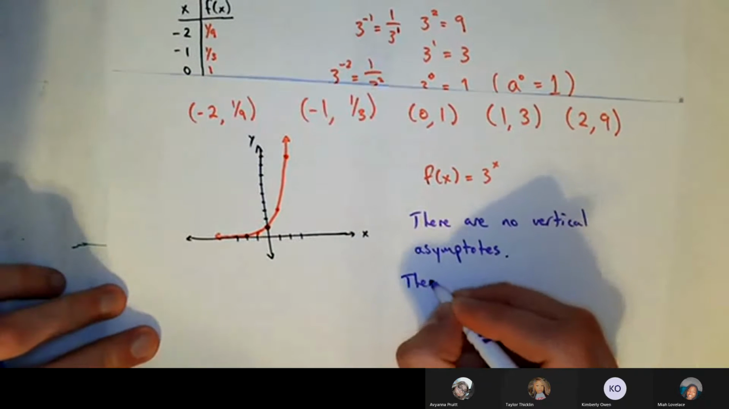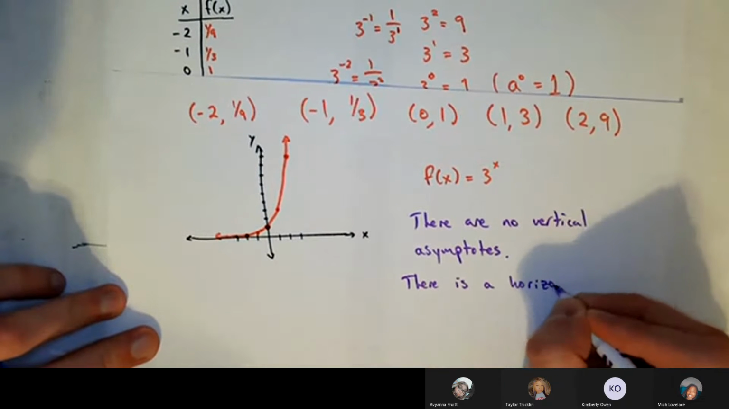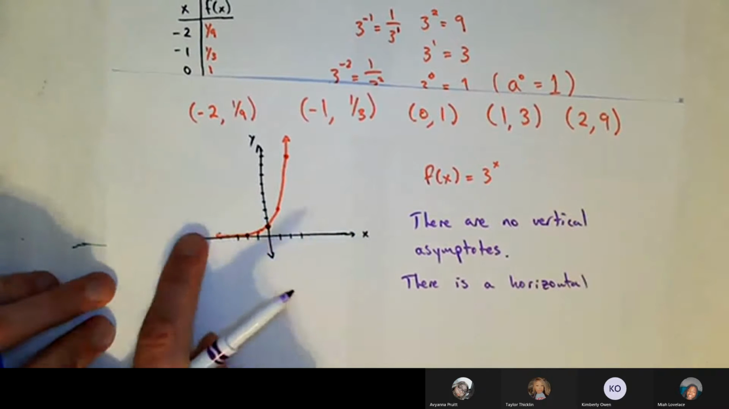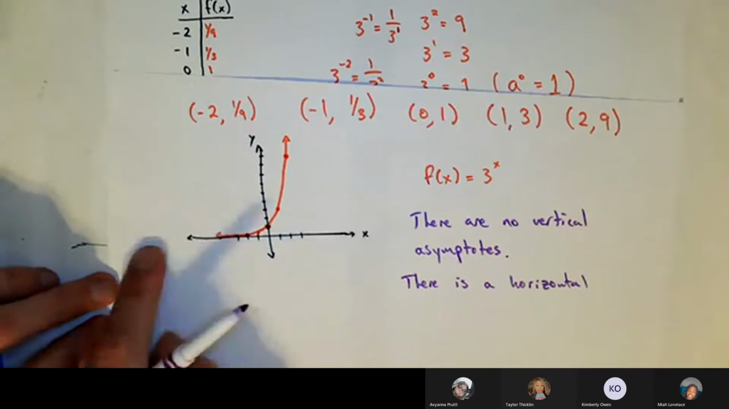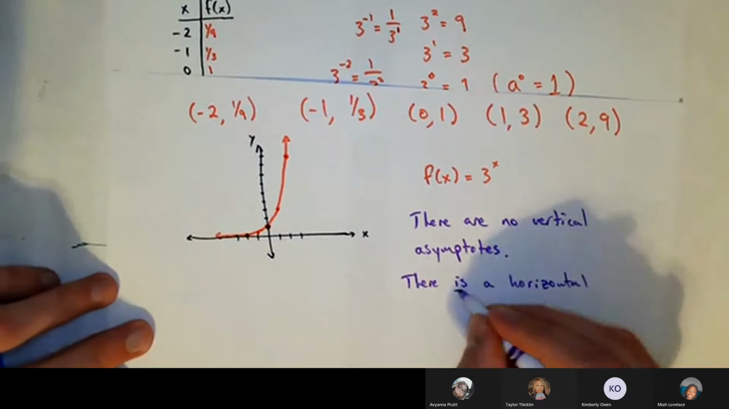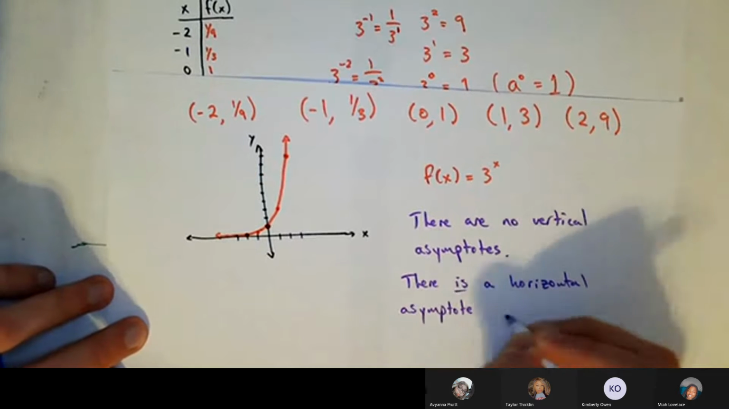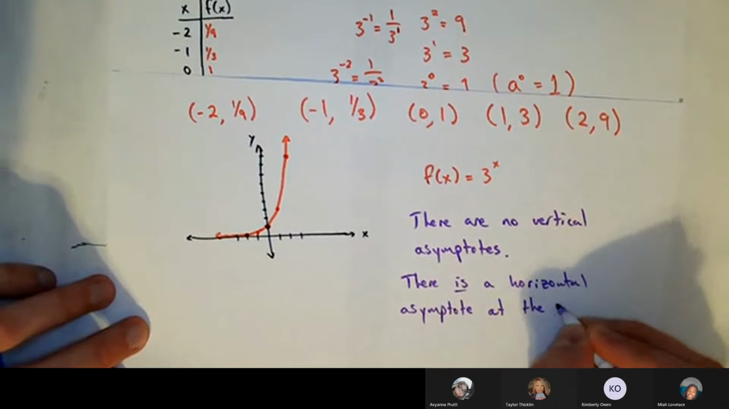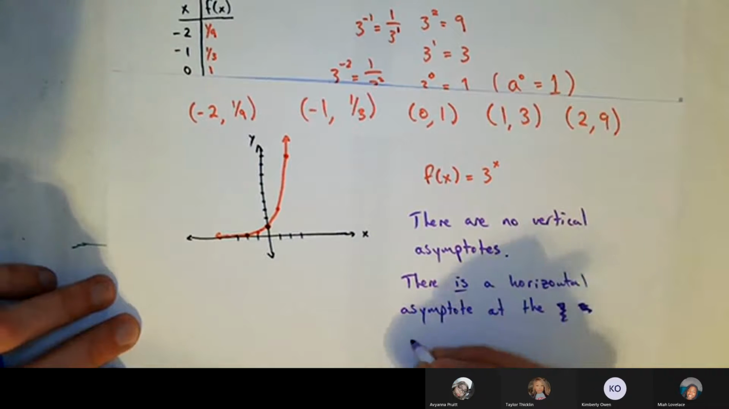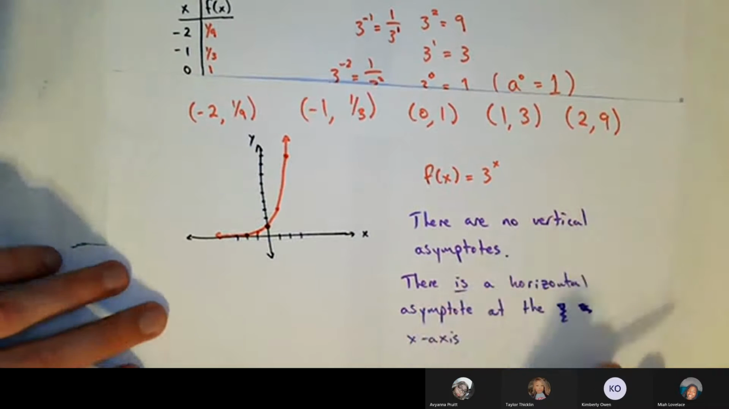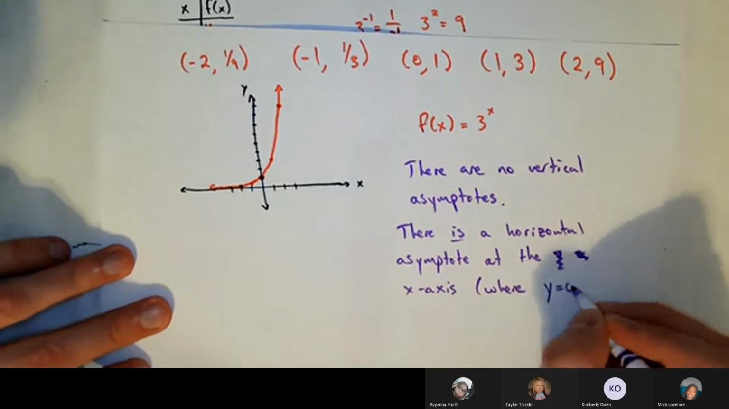There is a horizontal asymptote though. That's what's happening when this thing is trying to touch the x-axis. There is a horizontal asymptote, not at the y-axis, but at the x-axis. And by the way, this is where y is equal to 0.